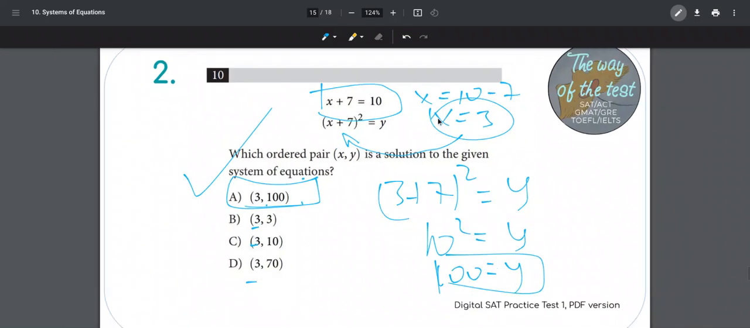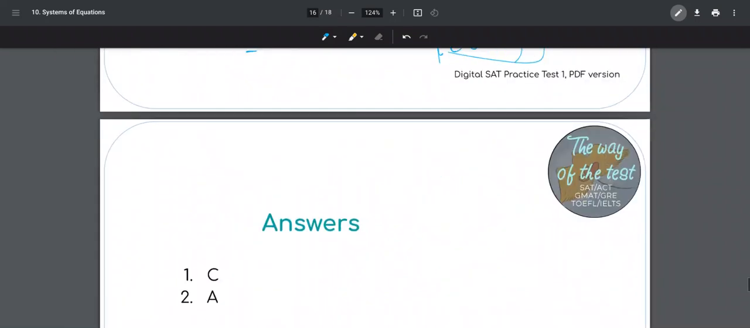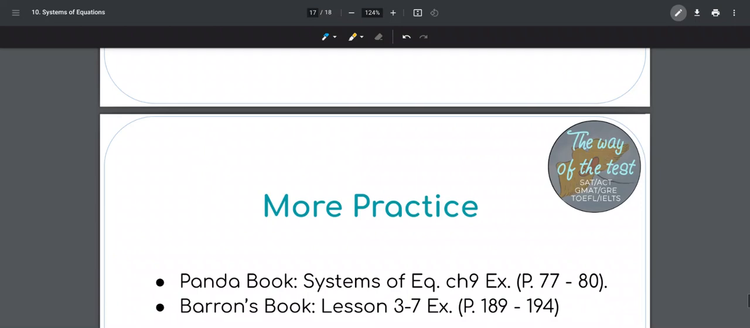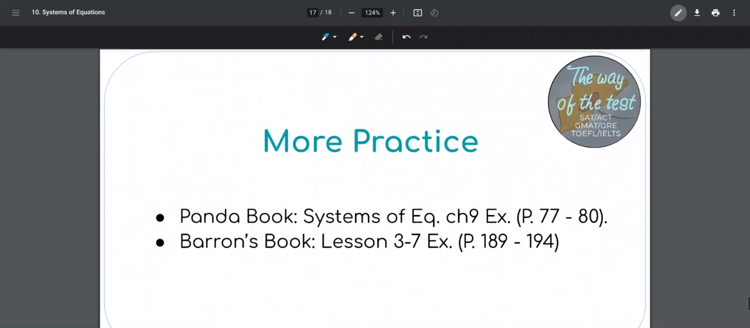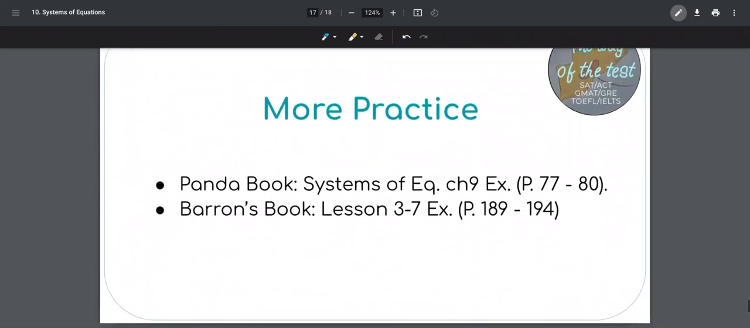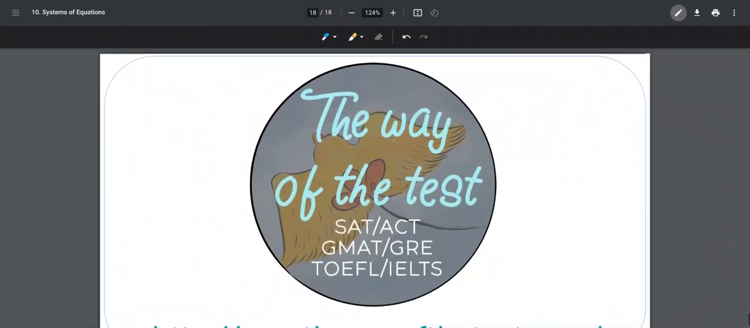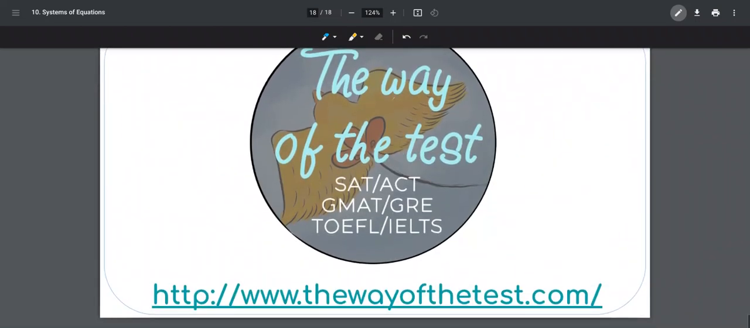Okay, pause the video, copy this if you have to copy. These are the answers. If you want to practice more, these are the pages of the Panda book and the Barron's book where you have more system of equations exercises. And we're going to continue with the theory.